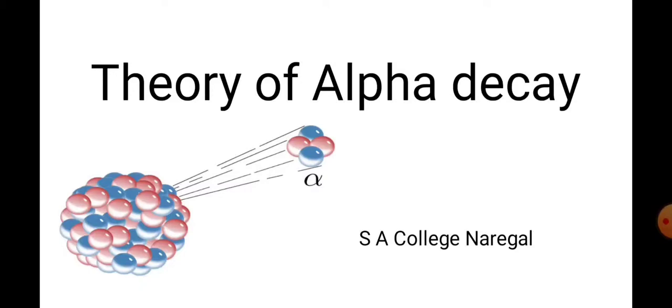Radioactive nuclei with atomic number greater than 82 spontaneously disintegrate because they are unstable nuclei. The process in which an alpha particle is spontaneously emitted from an unstable nucleus is called alpha decay. Now let us see the theory of alpha decay.